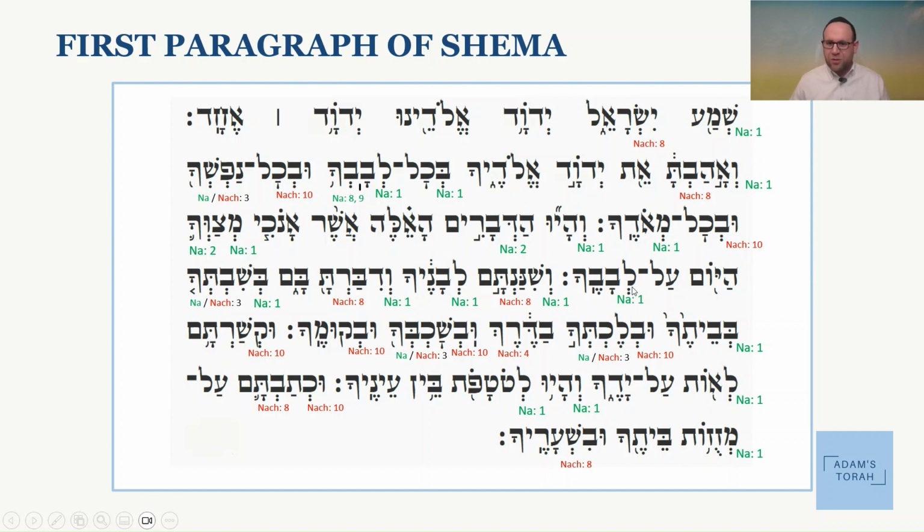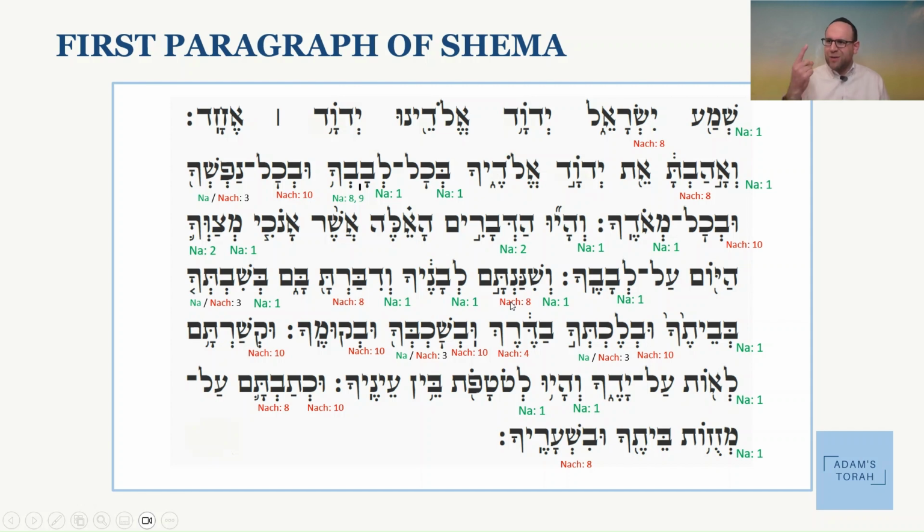Simple rule number 1. Sheva at the beginning of the word is a sheva na. Veshin nantam. Okay, the vav sheva at the beginning of the word, sheva na. What about veshin nantam? Okay, you have a sheva in the middle of the word. I have to look at the letter before it. It's a patach. Patach is a tenua ketana. Rule number 8 tells me it's a sheva nach.